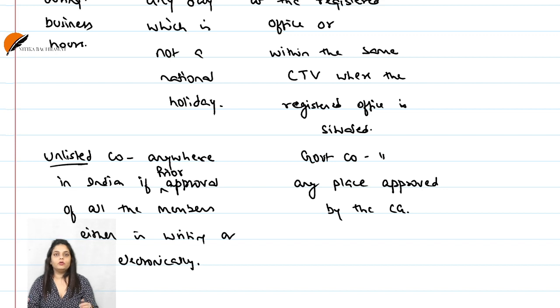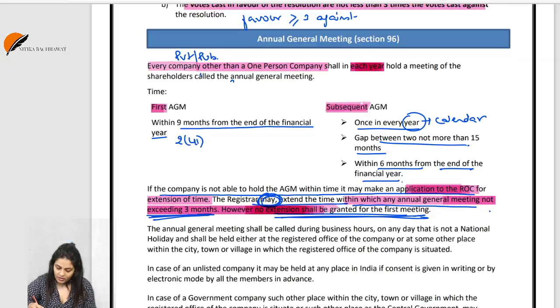How will I get the approval? Either I get it in writing, or I electronically get a vote from them that yes, we all are okay with it, and then I can call a meeting anywhere else. I hope this is clear to everyone.